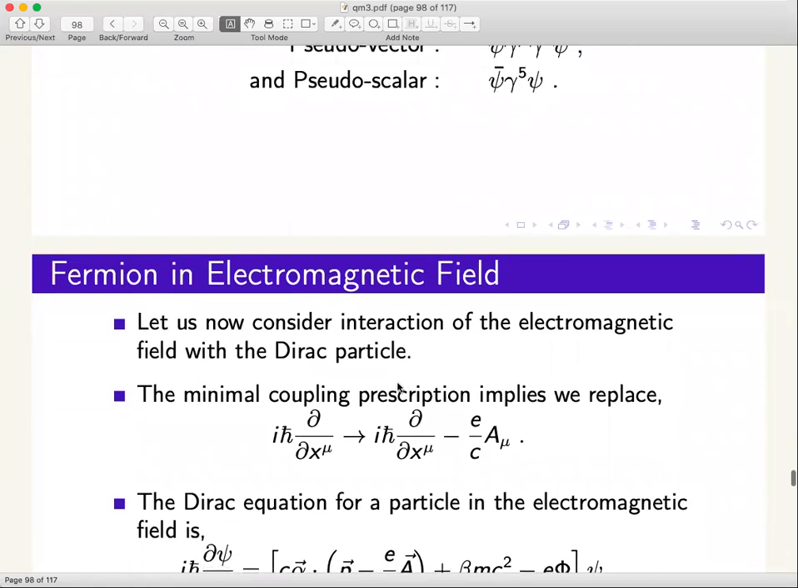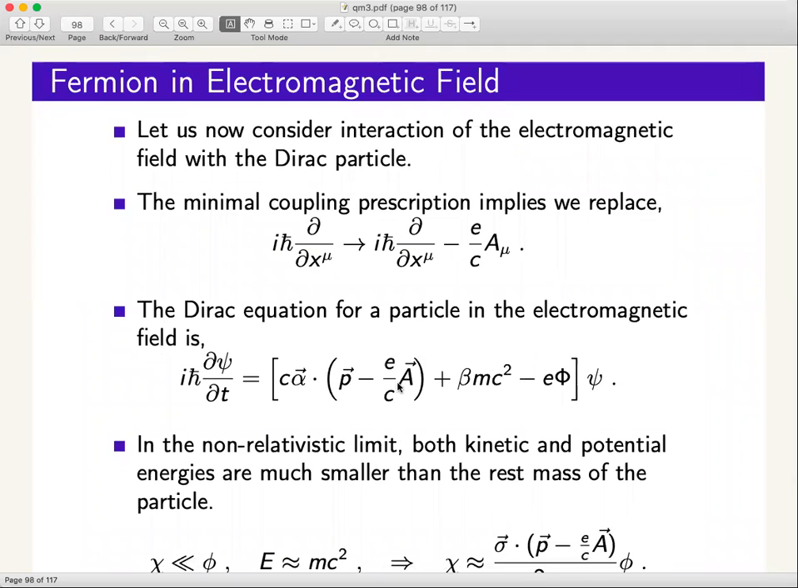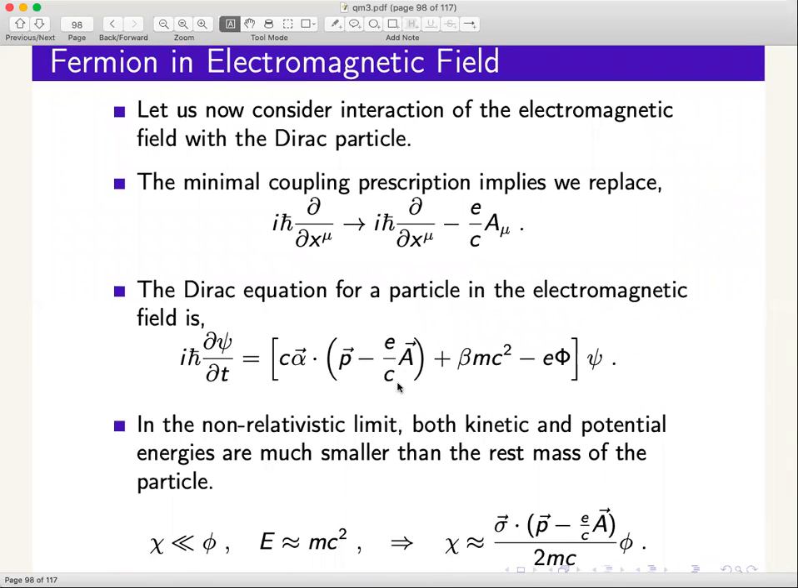Okay, so let us now switch over to studying a Dirac particle in an electromagnetic field. We want to study how a charged Dirac particle interacts with the electromagnetic field. Of course, if the particle is not charged, then there is no interaction, so there is nothing to worry about. Our interest is in the situation where the electromagnetic field and a Dirac particle do have interaction.